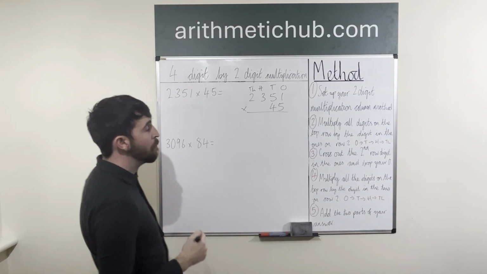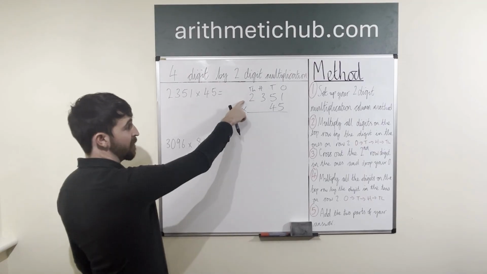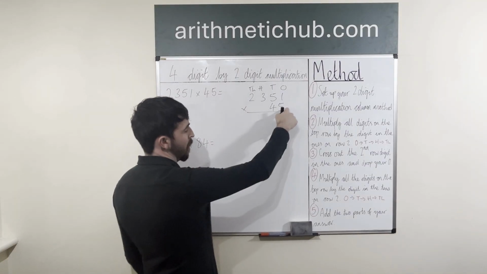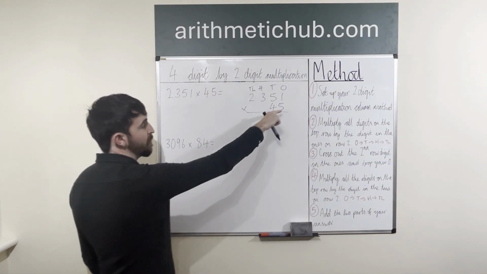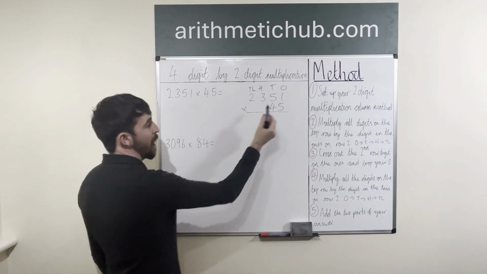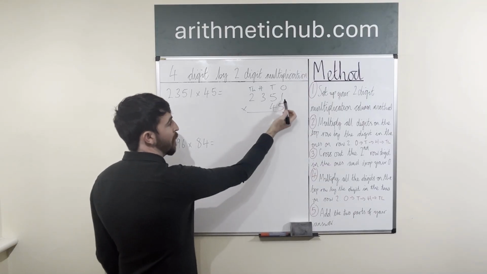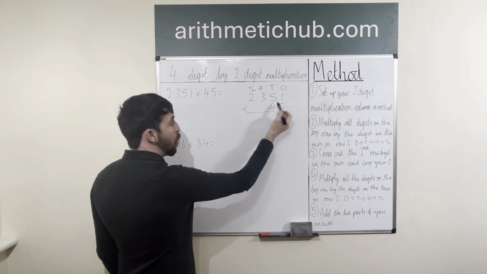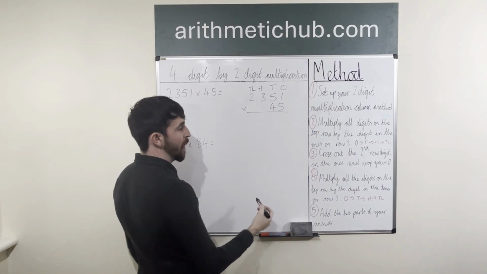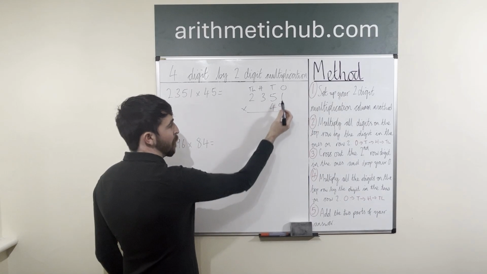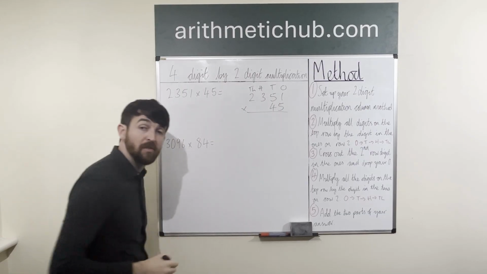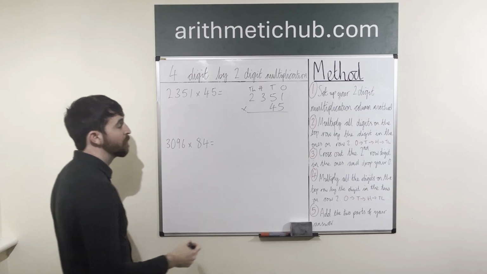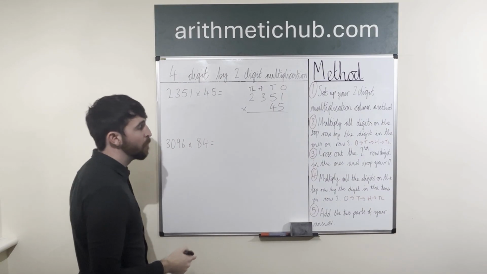Step 2 says, multiply all the digits on the top row by the digit in the ones column on the second row, or row 2. So this 5 is in the ones column on row 2. I'm going to multiply all of these digits, going ones times ones, tens times ones, hundreds times ones, thousands times ones. So we start off in the ones column, then the tens, hundreds and thousands in the same way as we do in 4-digit by 1-digit multiplications. So let's start with this.